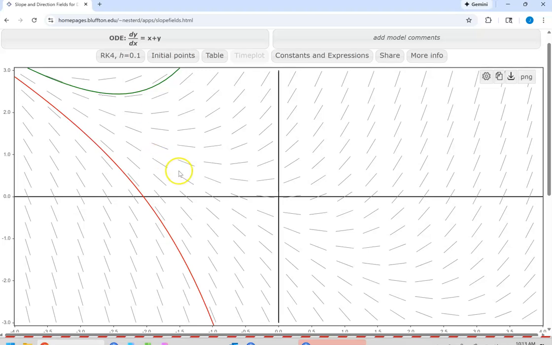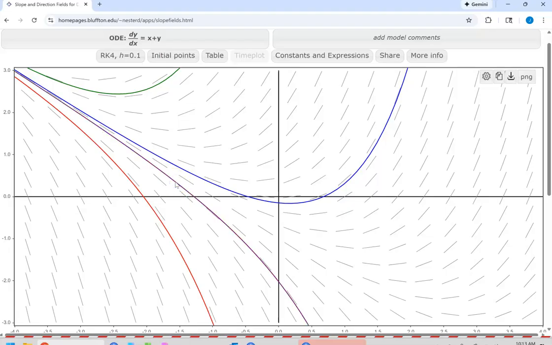Same idea, no matter if I start here or on this side of this line. Notice this line's got something special going on here. If I click above it, it's turning upward. If I click below it, it's going downward. All right, in any event, that's what a slope field does. Sometimes these are called direction fields. Direction field, slope field, same thing.